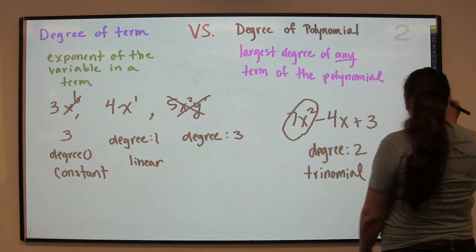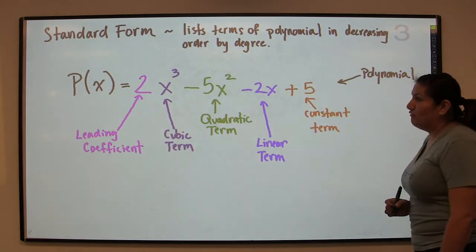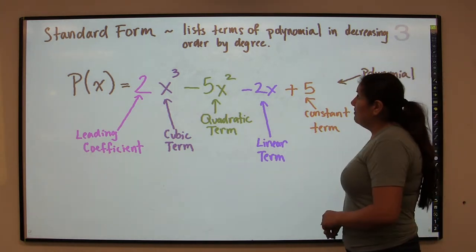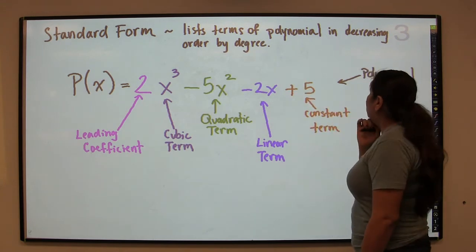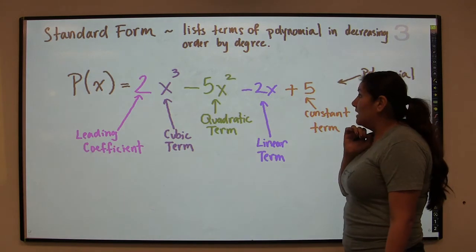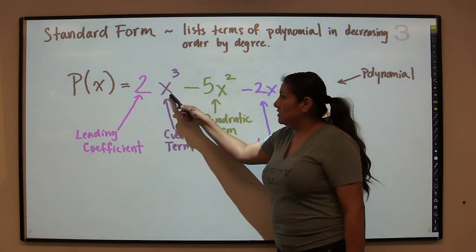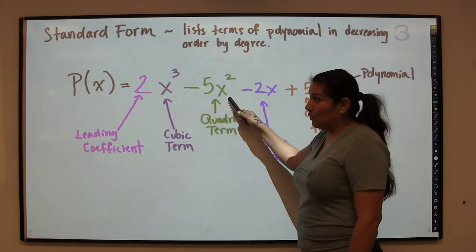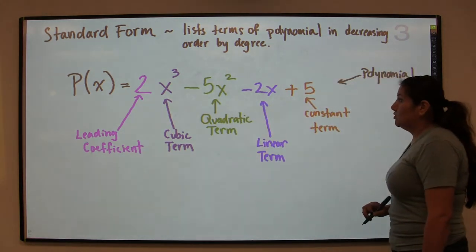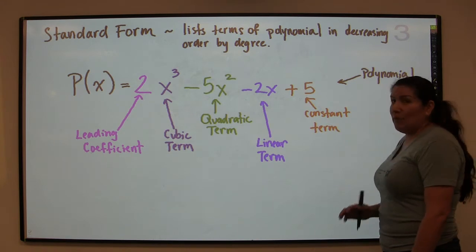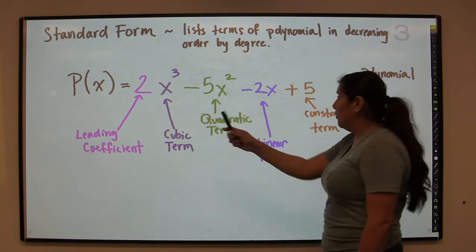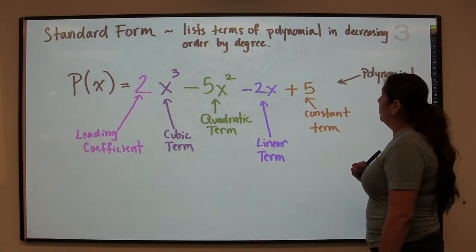Alrighty, so we go on to standard form. We talked about it a little bit already. When a polynomial is in standard form, then you list the terms of the polynomial in decreasing order by degree. So again, this polynomial has 4 terms. 2x cubed is one term, negative 5x squared is another term, negative 2x is another term, and 5 is a constant term. So you have 4 terms, and it's already in standard form because you can see that we put them in order from, it's 3, 2, 1, none. So they're in order by decreasing order.